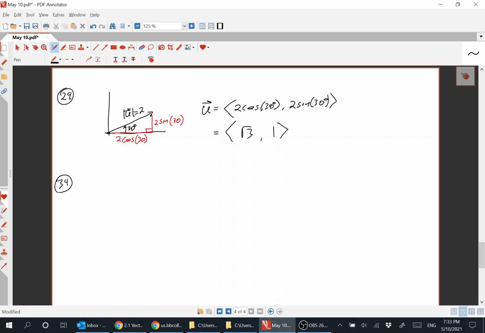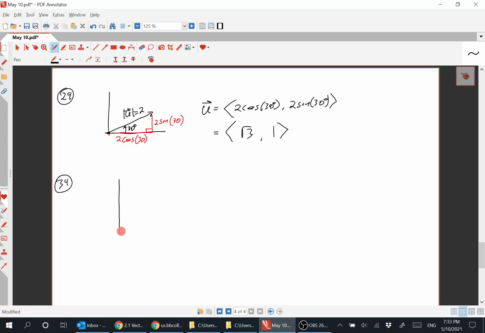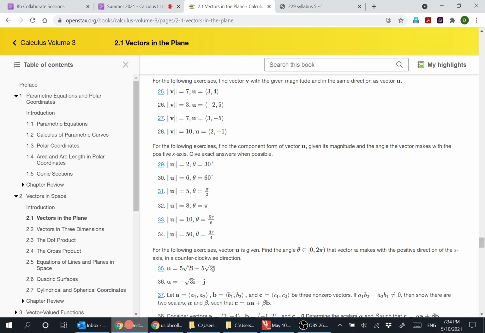And then 34, the length of U is 50, and the angle is 3 pi over 4, 3/4 pi. All right, 1/4 pi is 45 degrees. So here we got 3/4 pi. And the length of U is 50, right?